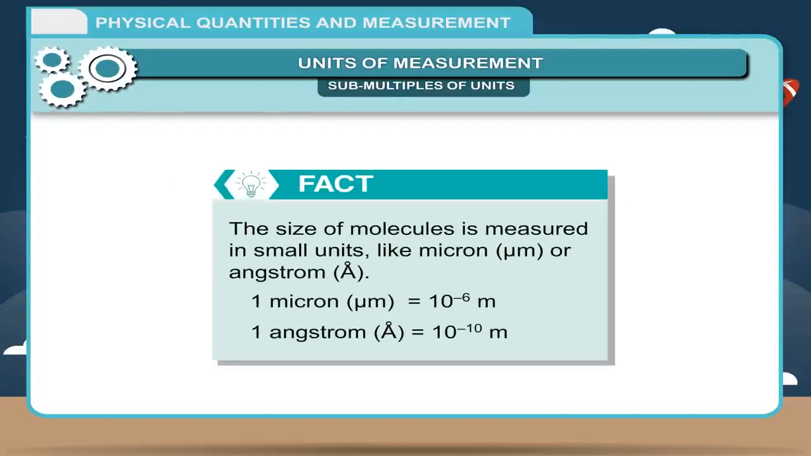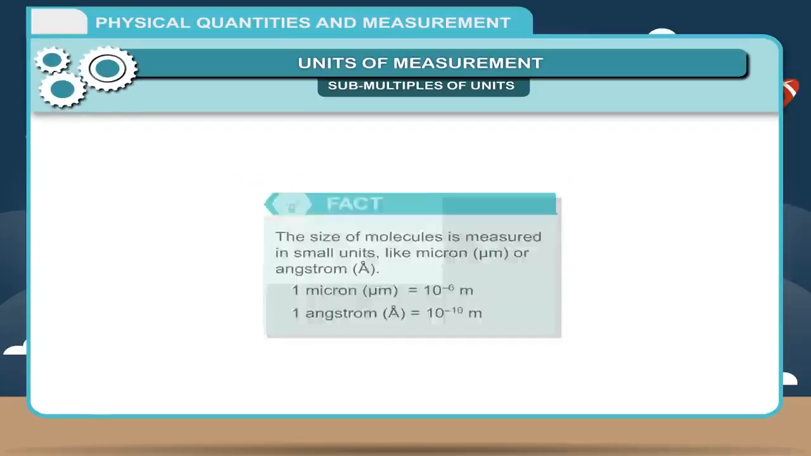Fact: the size of molecules is measured in small units like micron or angstrom. 1 micron is equal to 10 raised to the power minus 6 meters. 1 angstrom is equal to 10 raised to the power minus 10 meters.